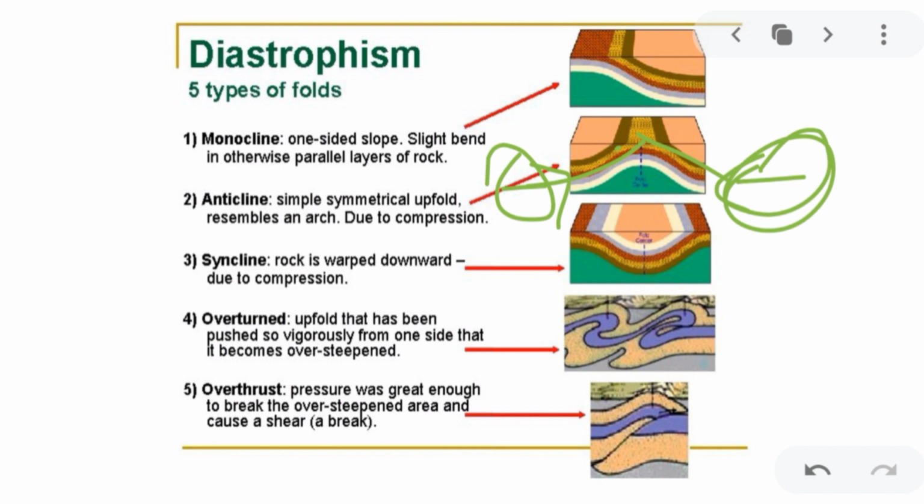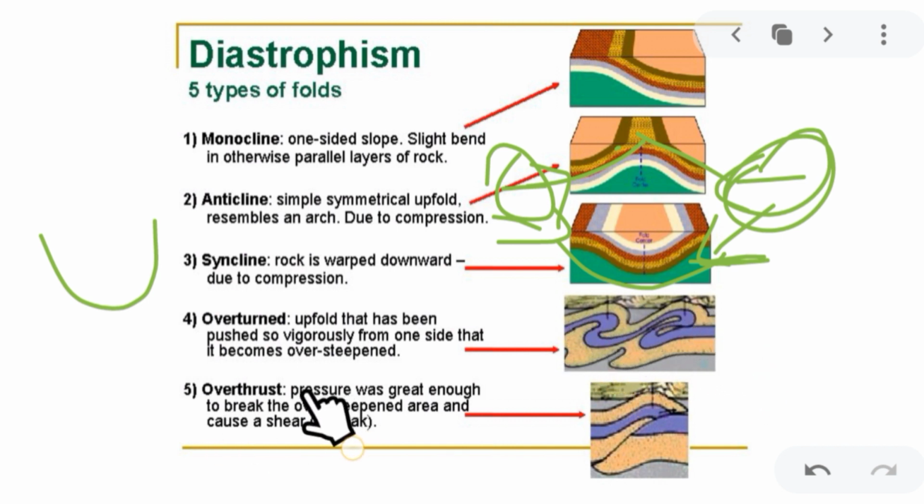Next, we have here the third one, the syncline. Rock is warped downward or parang trough. Sa types ng waves, pababa naman yan. Like this one. So, this also happens due to compression. So, ang stress naman or force na binibigay ay pababa and it causes the downward folding. Natutupi yung lupa. Then we have here the overturned type of folds, a fold that has been pushed so vigorously from one side that it becomes overturned. Ibig sabihin nun, sobrang matarik na yung kanyang inclination. Nagkakaroon siya ng iba't ibang forms.